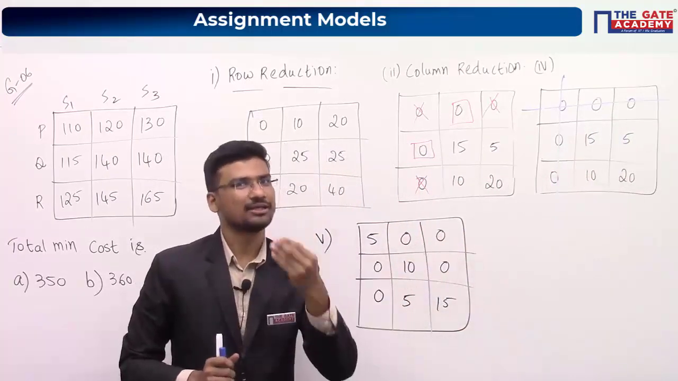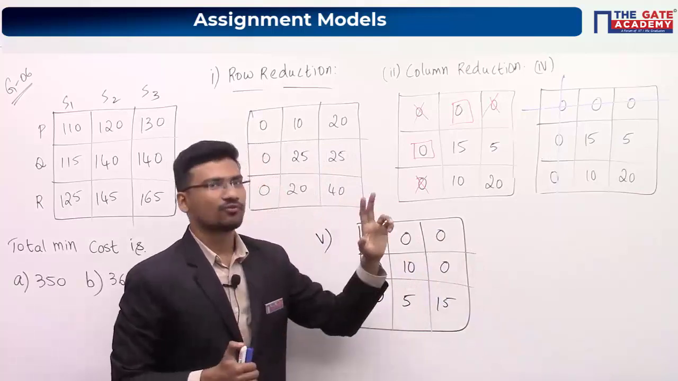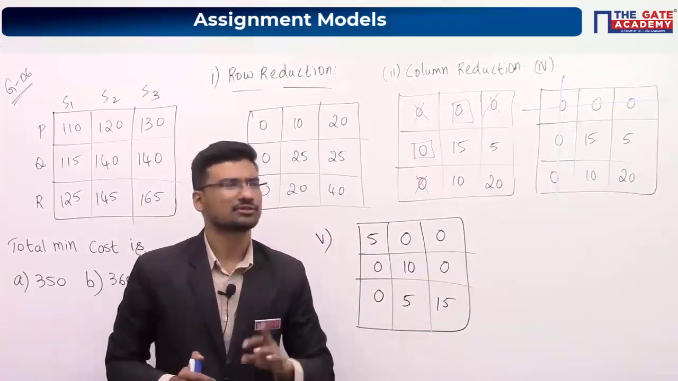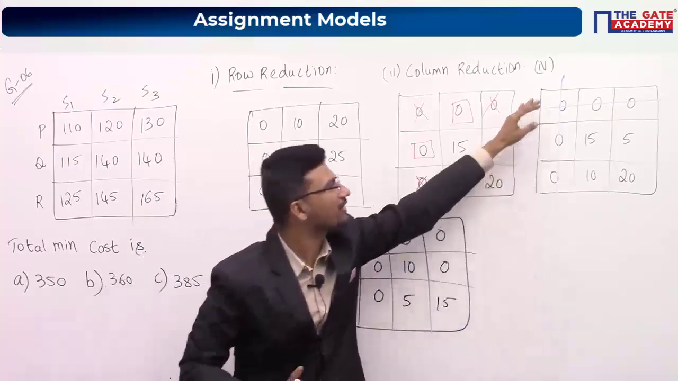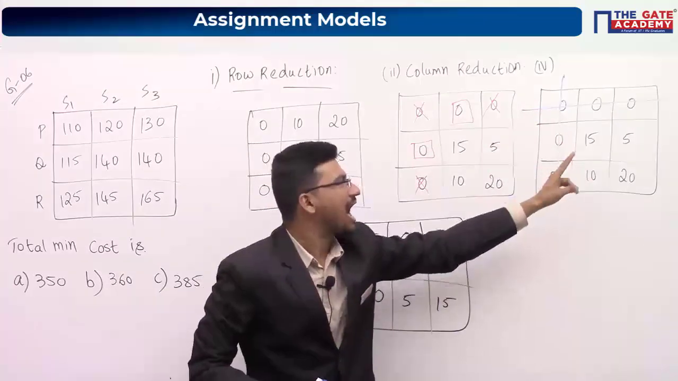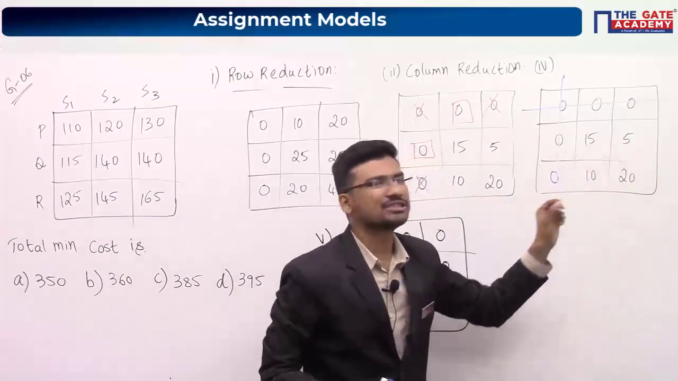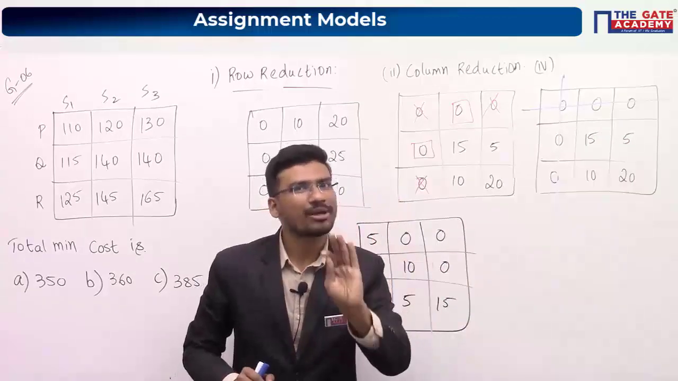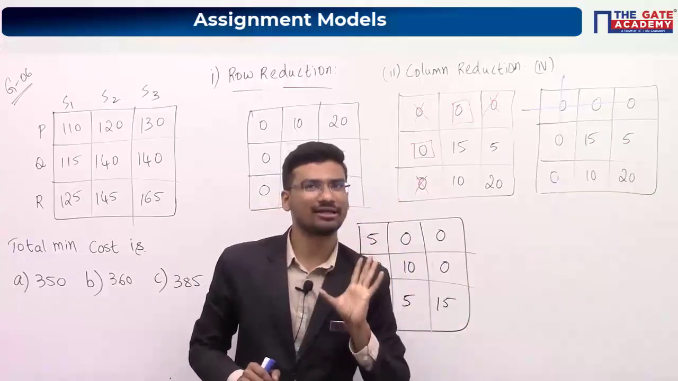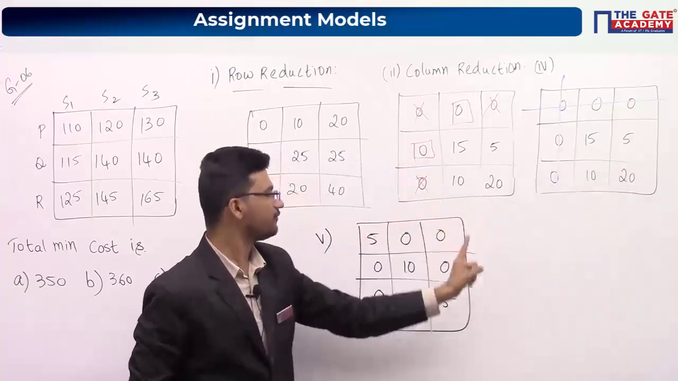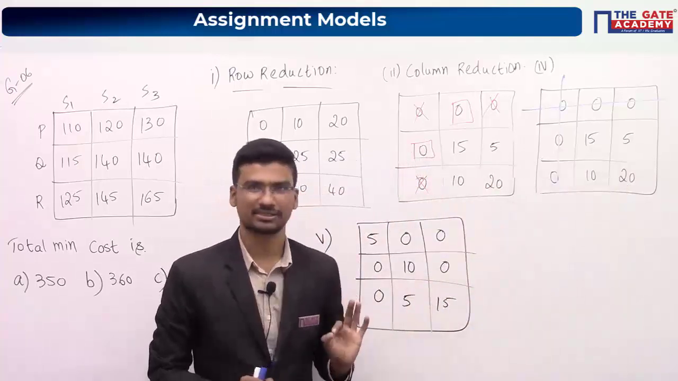I am repeating the procedure. Okay, so please listen. You have to use the minimum number of straight lines and cover all the zeros. So using two straight lines, we have covered all the available zeros, right? Next, among the uncovered elements, you have to choose the minimum element, which is this one. Subtract that minimum element from all other uncovered elements. So these are your uncovered elements, and I am subtracting that 5 from all other uncovered elements.